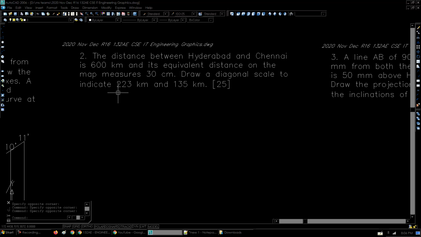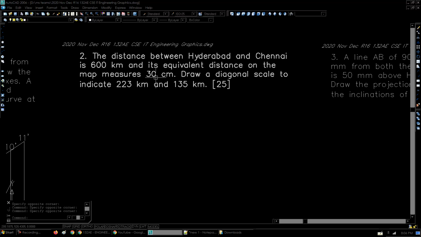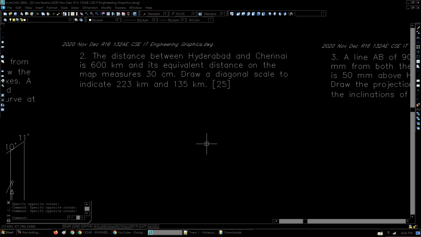So we are asked to measure 223 and 135 kilometers. So the maximum distance that we have to show on our scale will be near about 300 kilometers. That should be enough. And if 600 kilometers measures 30 centimeters, 300 kilometers would definitely go for 15. You must have observed one more thing, that I am not actually finding the RF value, because the RF value is not being asked in the question. I could just use the mango type problem to solve this straight away.